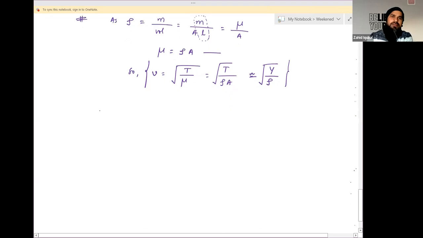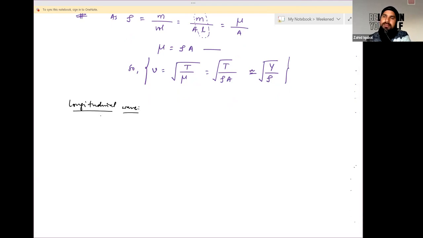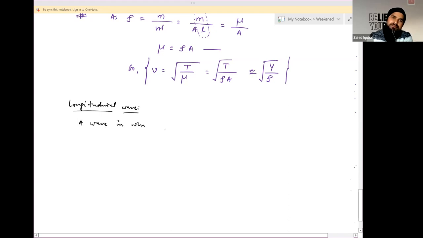Next is longitudinal wave. In this part, a wave in which particle or vibration of particle is parallel to the propagation of wave is called longitudinal wave. A wave in which particle vibrates parallel to propagation of wave is called longitudinal.